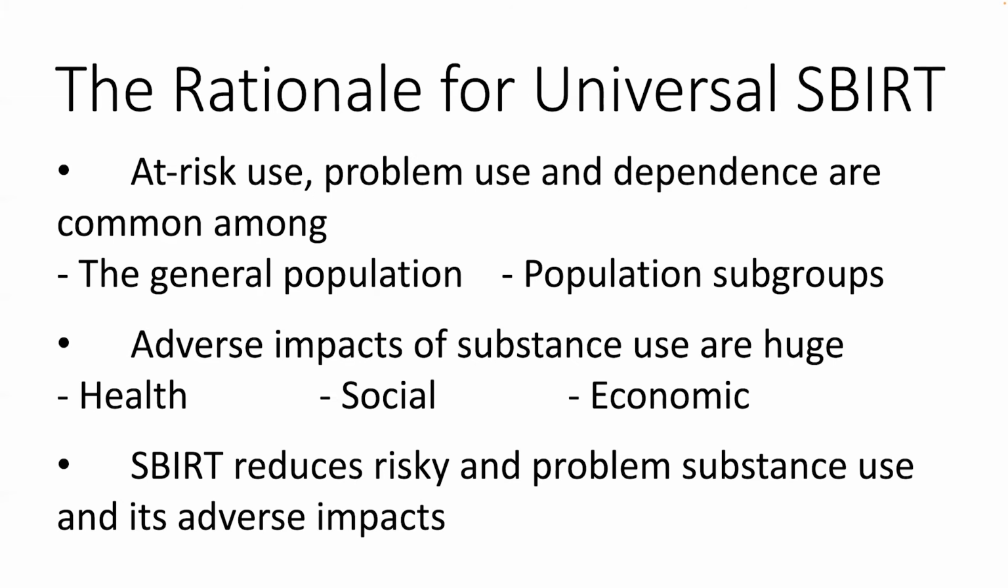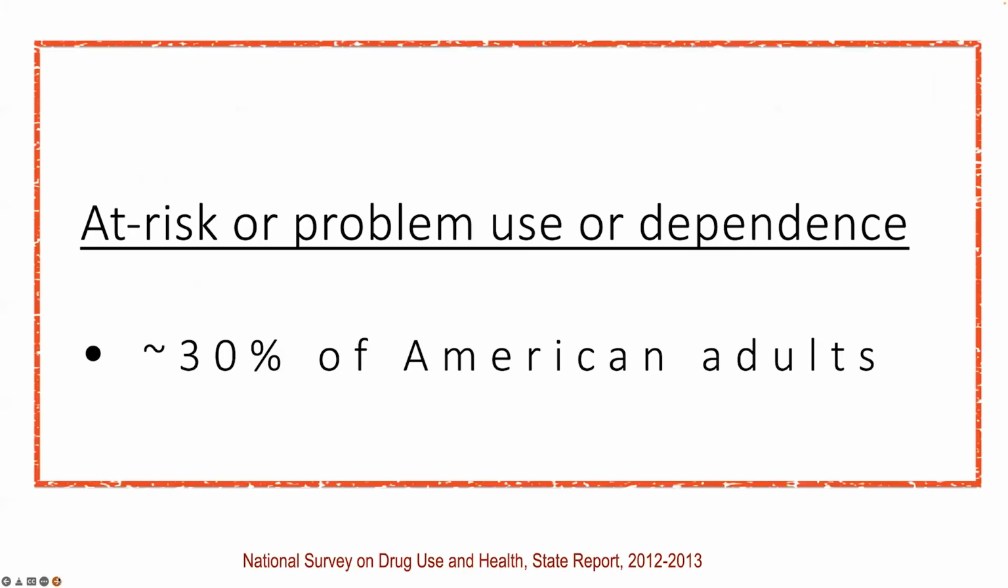So we also know that the adverse impacts of substance use are huge: health, social, money, economic. And we know that SBIRT reduces risky and problem substance use and its adverse impacts, like those adverse impacts we were just talking about. We know that at-risk or problem use or dependence is something that affects 30% of American adults. Therefore, universal screening makes a lot of sense.